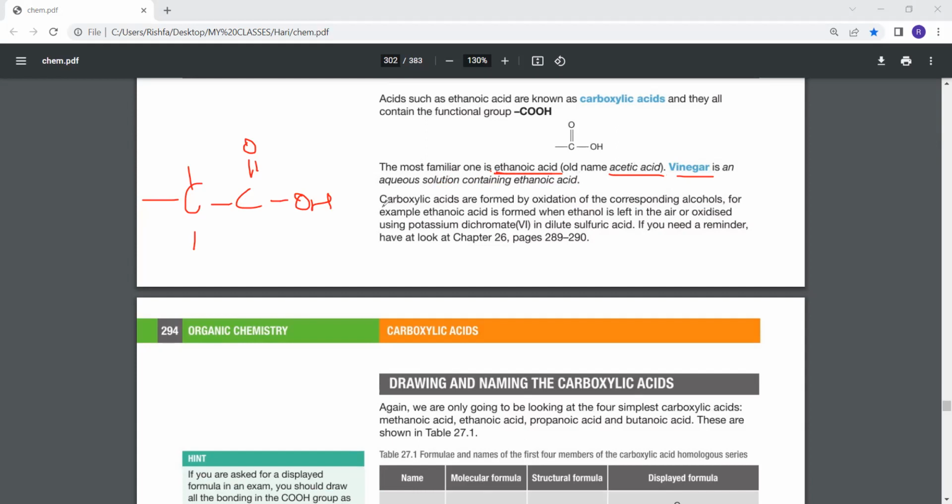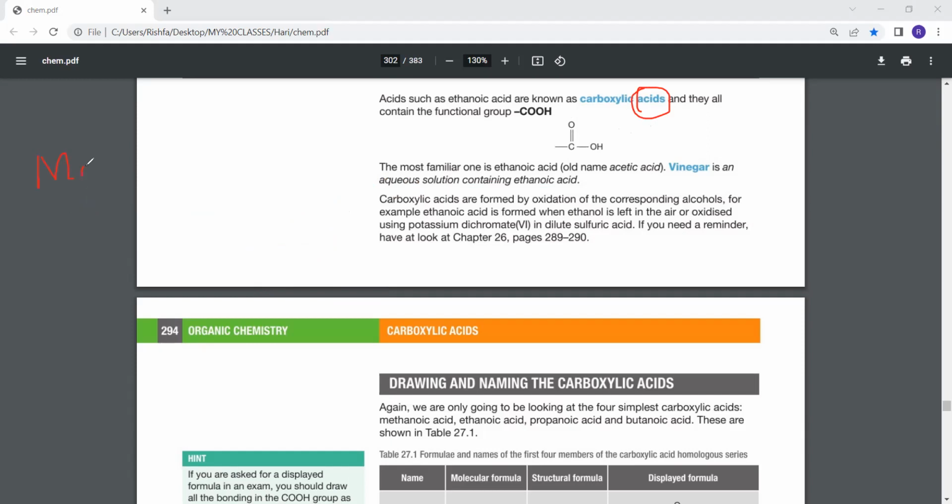So how are carboxylic acids formed? Can you tell me? We learned it. We form a carboxylic acid when alcohol is oxidized, right? When I have alcohol and I oxidize it with the help of microbes or oxidizing agents like potassium dichromate, then I will have a carboxylic acid formed, okay? Clear? And just like the word says, it is an acid, so all the reactions of carboxylic acids will be the same as acid reactions.